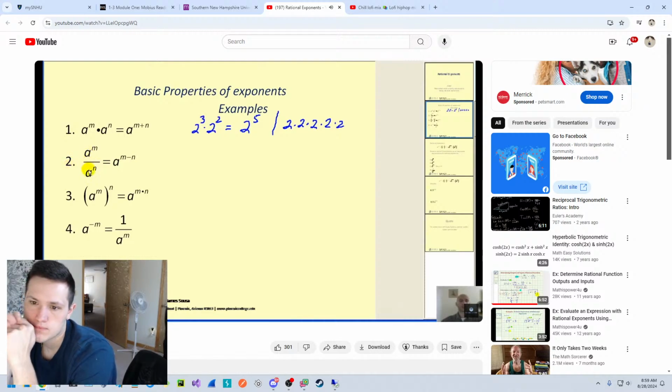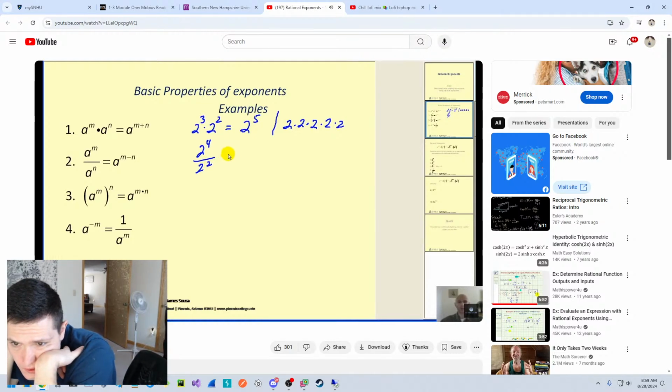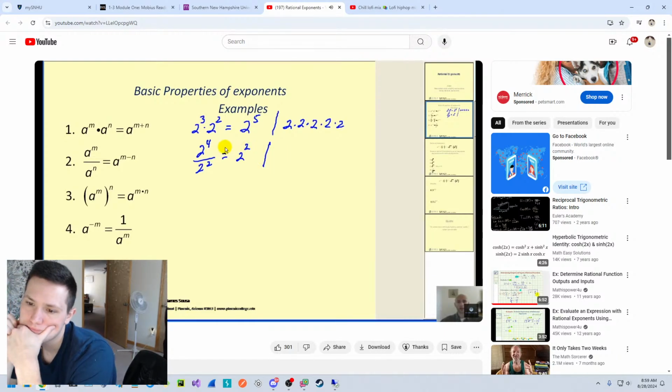Rule number 2, if you're dividing and the bases are the same, the rule is you should subtract your exponents. An example of this, again, would be 2 to the fourth divided by 2 to the second. 4 minus 2 would give us 2 to the power of 2. If we take a look at it in more detail, 2 to the fourth power divided by 2 to the second power, we can easily see that there are some common factors, and we're left with 2 to the power of 2.